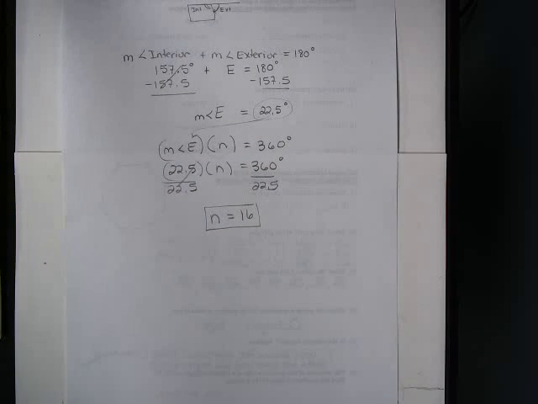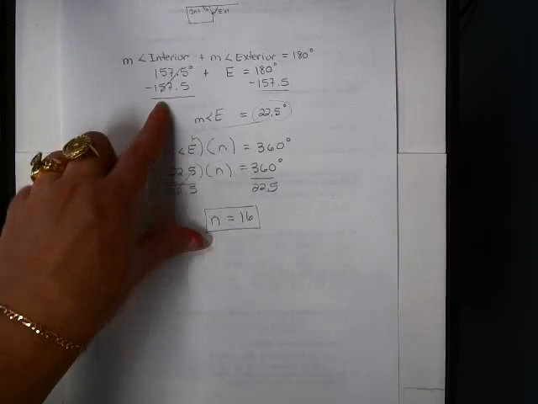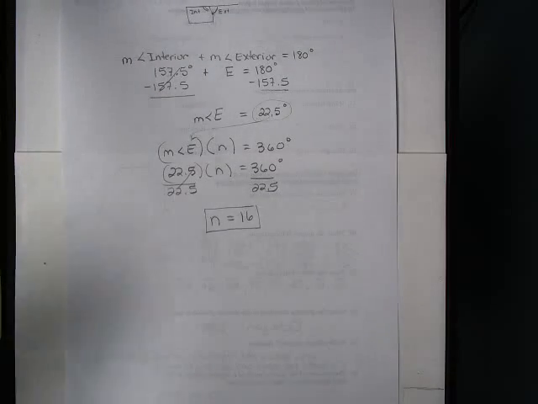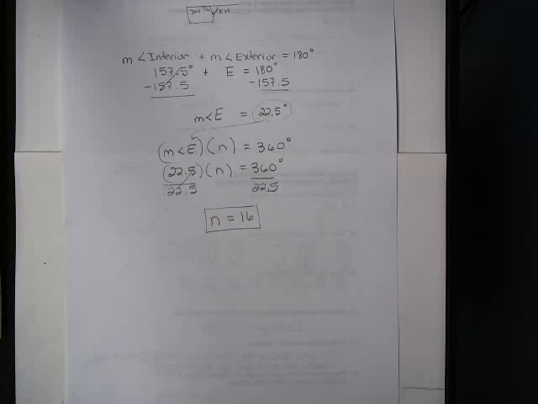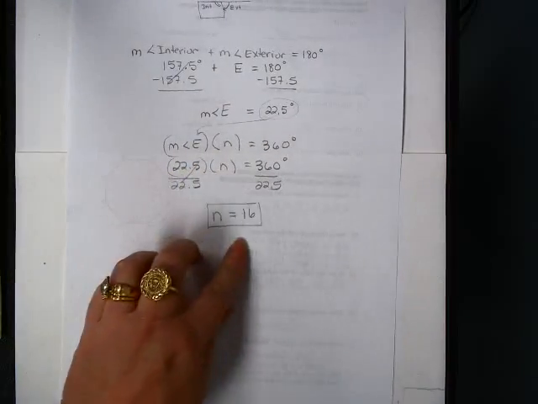And you're done. Now you can do that. You can use the sum of the interior angles and try to find all of the measures, but it's much harder to do. This is just the shortest method for finding that.